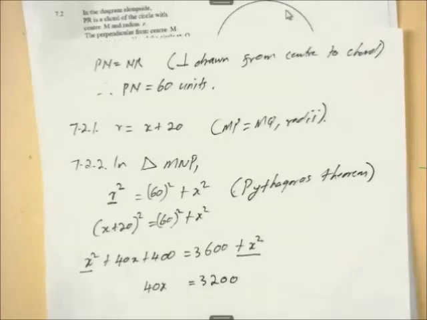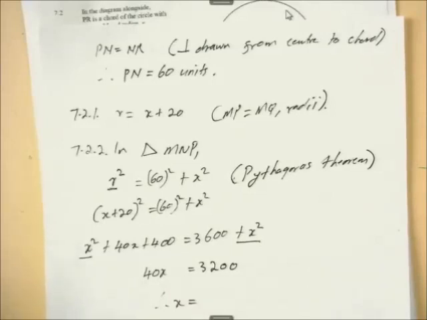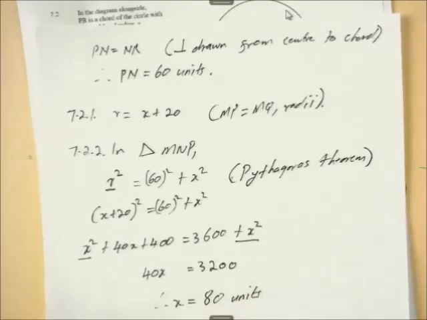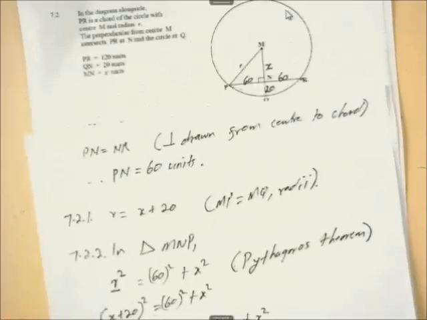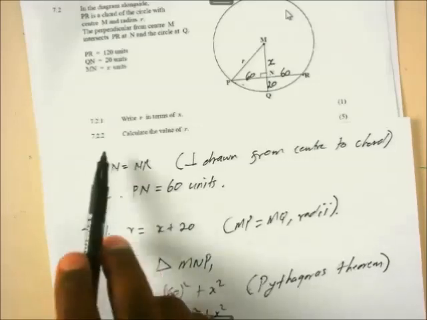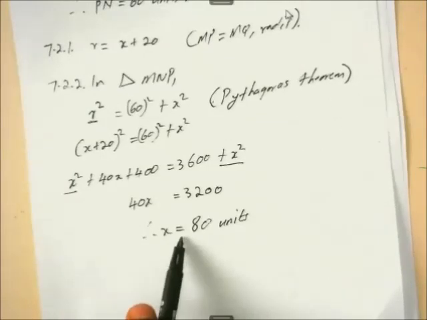Now, what do we do for us to solve X? You divide by 40 on both sides. It means you've got 3,200 divided by 40, therefore X will be equal to 80 units. Let us not forget the question. The question states, calculate the value of R. Now we have got X. X is equal to 80 units.